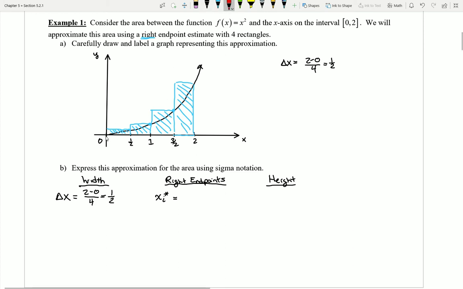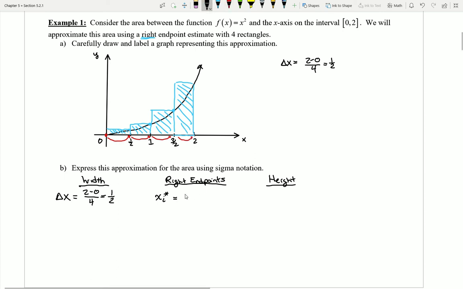If I ever want to get to the right endpoint, I can think about starting at the value of a. To get to the right endpoint of my first rectangle, I just have to move over 1 full width of a rectangle up here. If I want to get to the endpoint of the second rectangle, I would have to move over an additional width of a rectangle, 2 widths. To get to the third one, I would move over 3 widths, and to get to the fourth one, I would move over 4 widths.